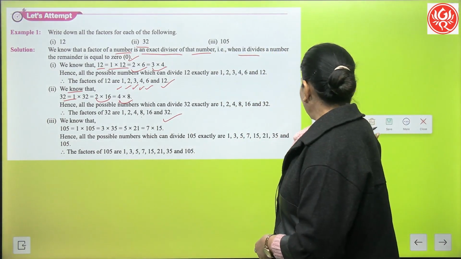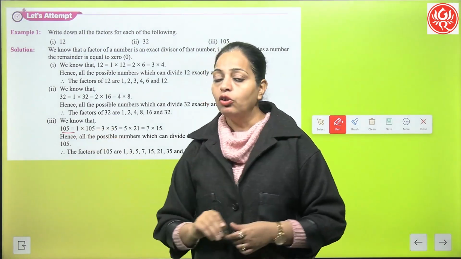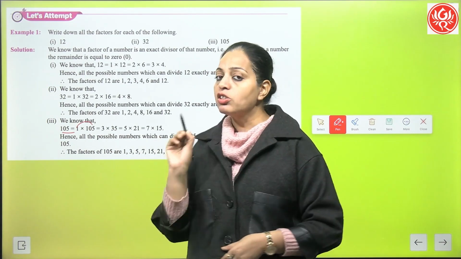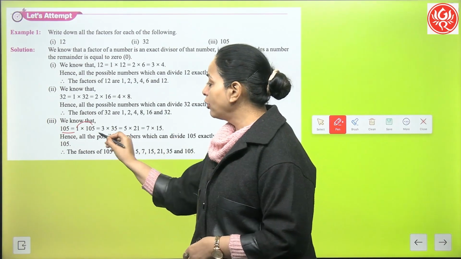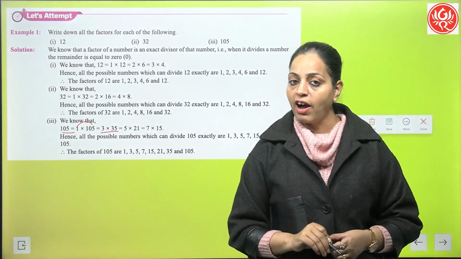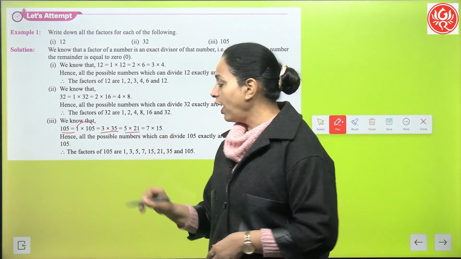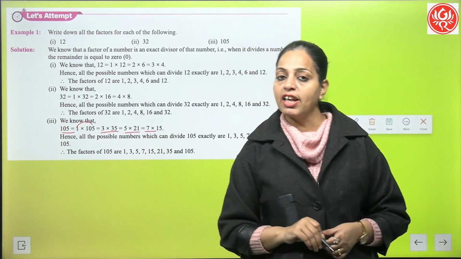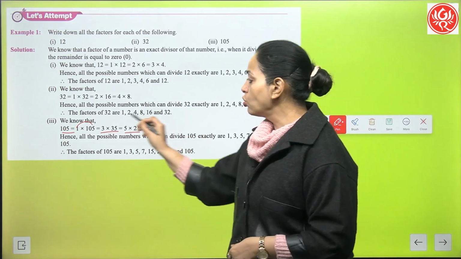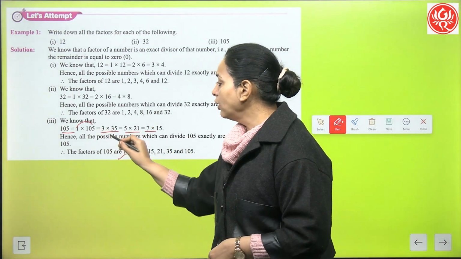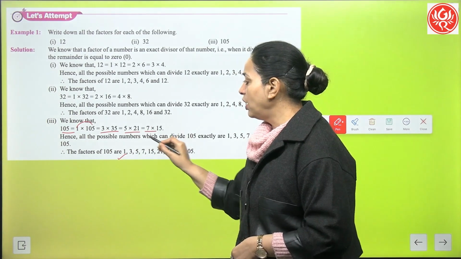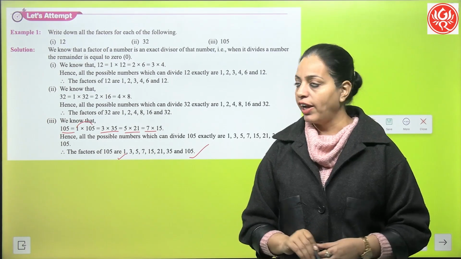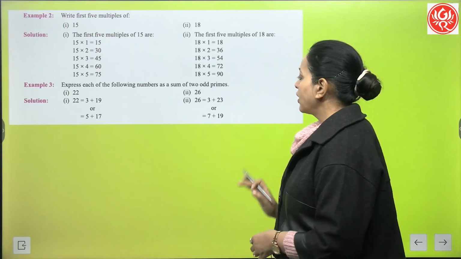Right. Now third one is 105. You know 105, 1 into 105. Now 105 is not divisible by 2, it is divisible by 3. 3 into 35. Then it is divisible by 5. 5 into 21. It is divisible by 7 also. 7 into 15. Now what to do? Write the factors 1, 3, 5, 7, 15, 21, 35 and 105. Okay. I hope these are clear to you.